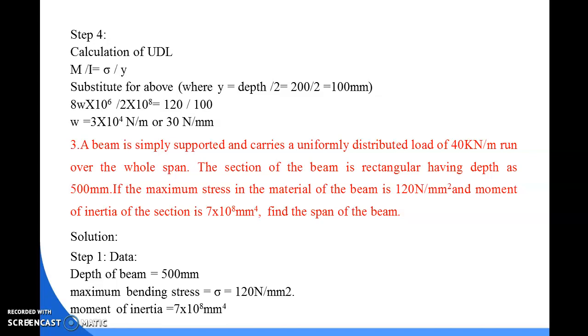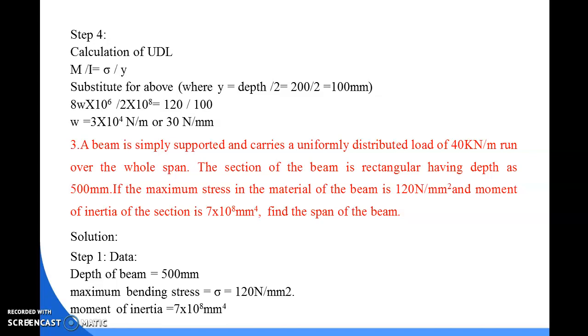In the last class, we discussed some numericals based on the flexure equation, or you can say the bending equation. And today we will discuss some other kinds of numericals based on the same equation.